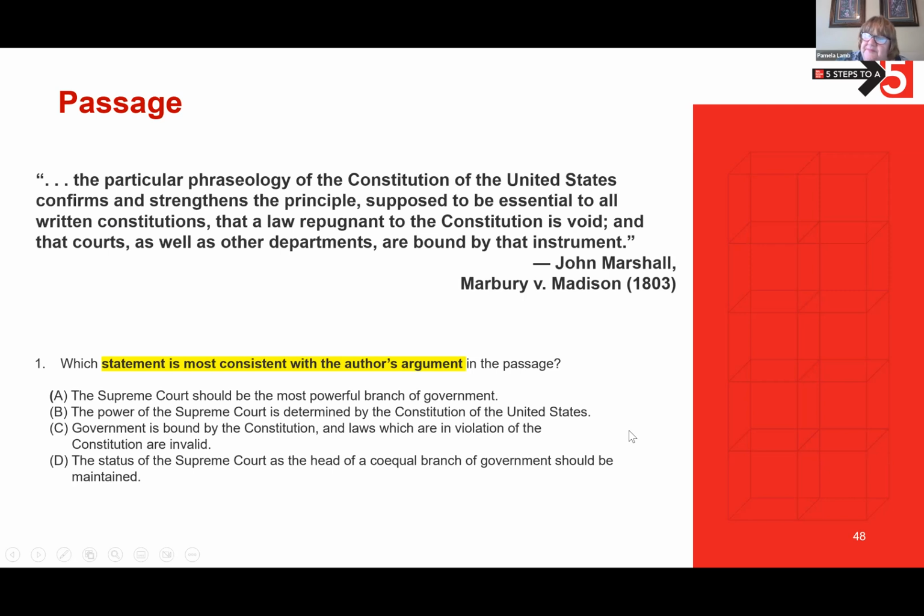Okay, here's an example of a passage. This is actually a passage from Marbury versus Madison, written by John Marshall. And again, they're asking you, what is the author's argument? What is he saying? The particular phraseology of the Constitution of the United States confirms and strengthens the principle supposed to be essential to all written constitution, that a law repugnant to the Constitution is void, and that courts, as well as other departments, are bound by that instrument, meaning the Constitution. Laws repugnant to the Constitution. There's your key.